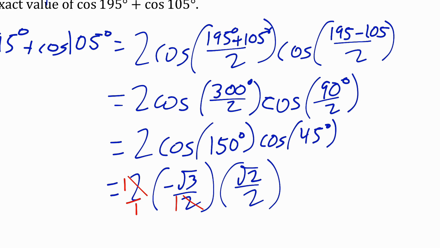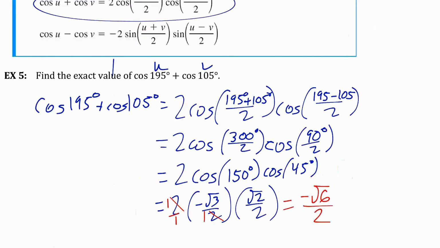So now we have 1 over 1, we can just ignore that, times, going through the numerators, we got 1 times negative square root of 3 times the square root of 2. That's going to give us negative square root of 6. Our denominators after we reduce is 1 times 2, which just gives us 2. So the exact value of cosine of 195 plus the cosine of 105 is exactly negative square root of 6 over 2.